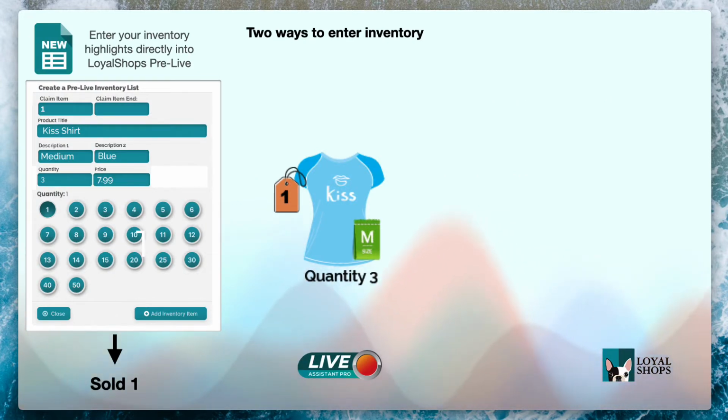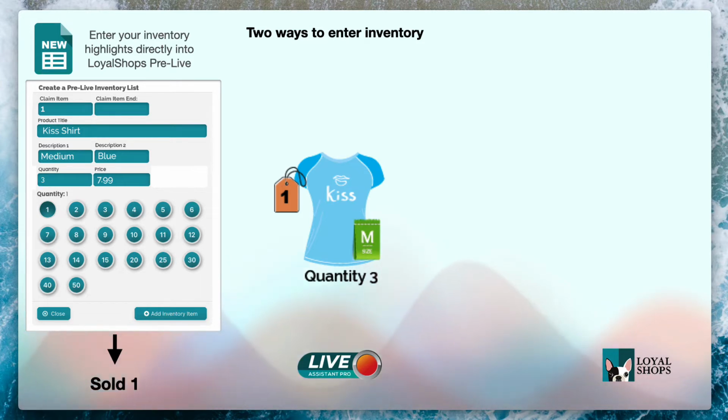I'm going to just talk about if you were to try to create one item, just so you see the process one time, and then we'll go into different ways to do it. If you actually wanted to identify a single item, what we show here is a blue Kiss shirt. It's a size medium. It's claim number item 1, and we have 3 of those.